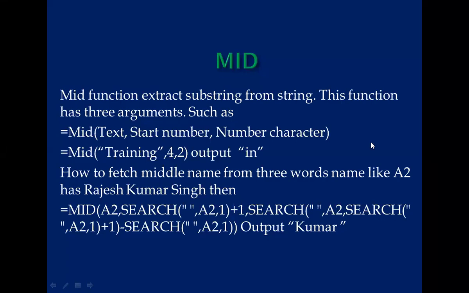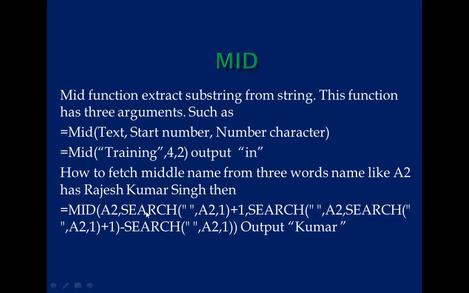Hi, in this video, I would like to discuss the MID function. The MID function is used to extract data from a cell with different words, to pick one word. Suppose we have three names like Rajesh, Kumar, Singh. Rajesh is the first word, Kumar is the second word, Singh is the third word. So you need to pick Kumar here. So how can we apply the MID function?